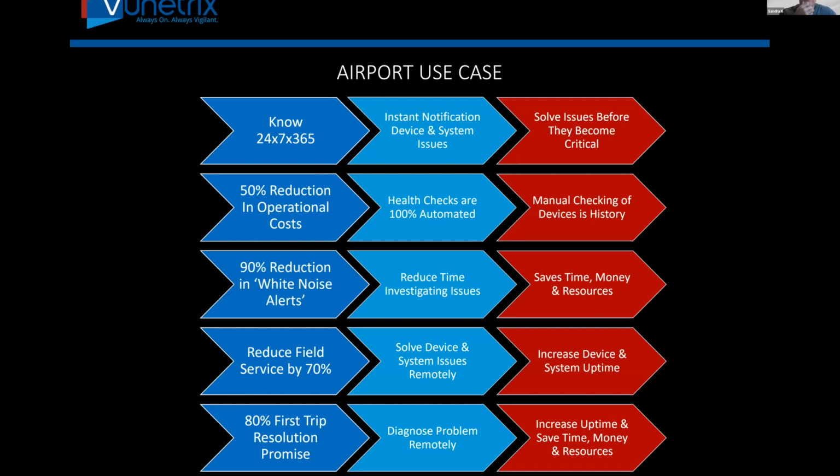I'm not going to read you all this, but I'd say the big thing is, of course, the proactivity of a solution like this. And the other thing that we hear is this bottom point, about 80% first-trip resolution: having contextual information around a problem allows people to much more quickly troubleshoot and resolve an issue.